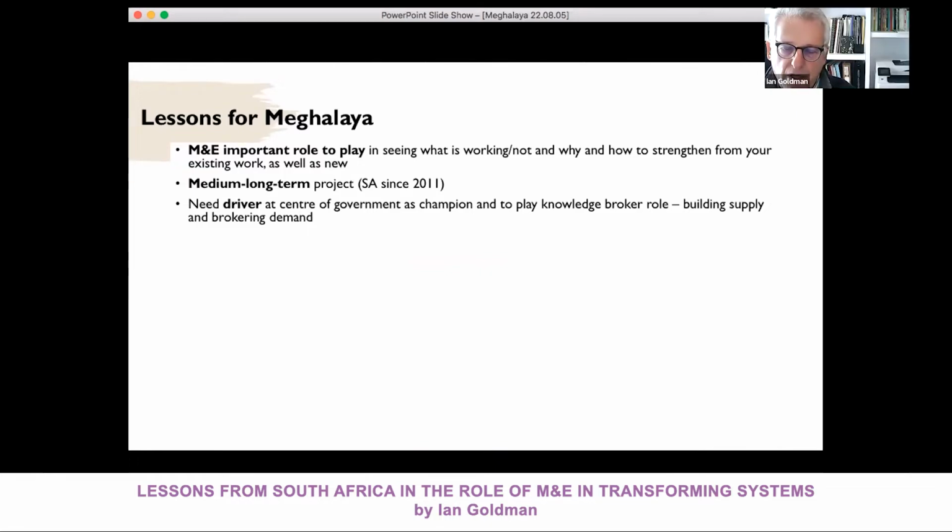So one of the lessons that's emerged from our work is that M&E has a very important role to play in seeing what is working or not and why, and how to strengthen what you're doing already. If you look at what government is doing already, what it's spending in its operational budget, the first priority before you do anything new is to try and make sure that that existing work is doing the right things, and it's doing them right. And it's using a paradigm which is actually going to create the change, the development impacts that we're looking for. And PDIA is really excellent for bringing in new initiatives, but you need to look at your existing portfolio and see what it's doing.